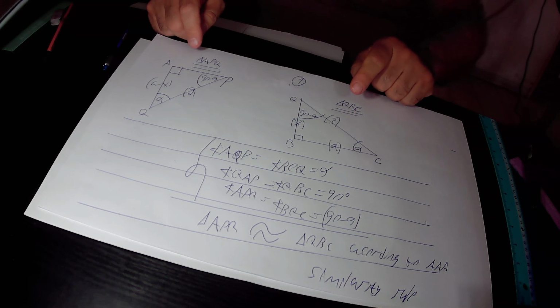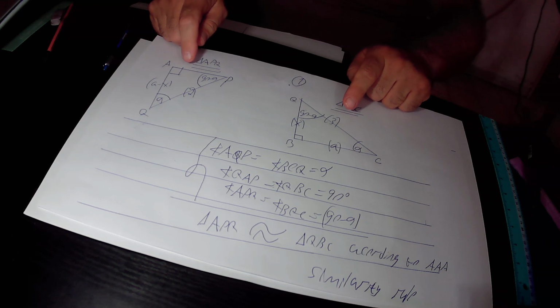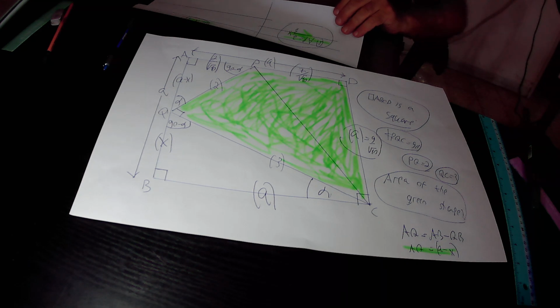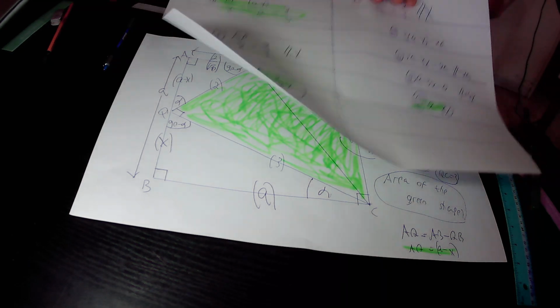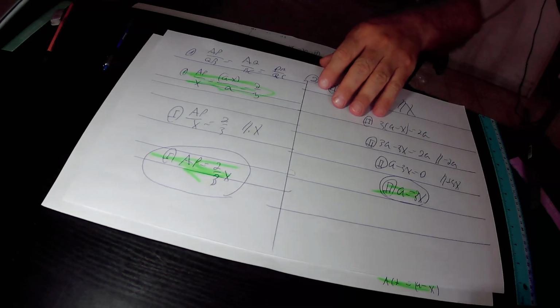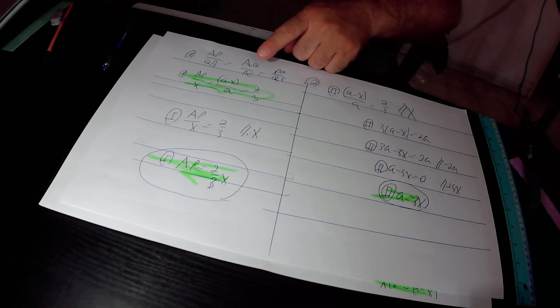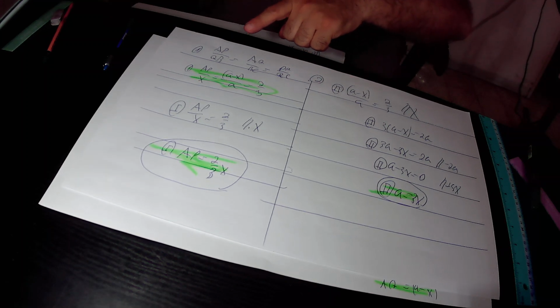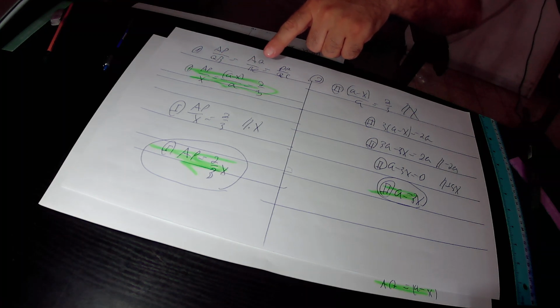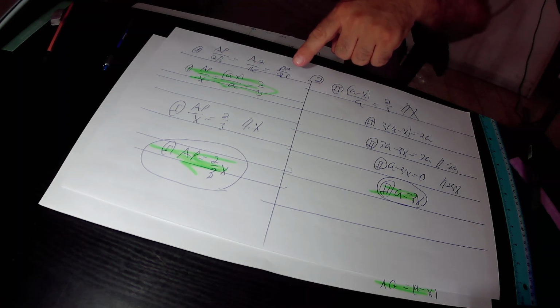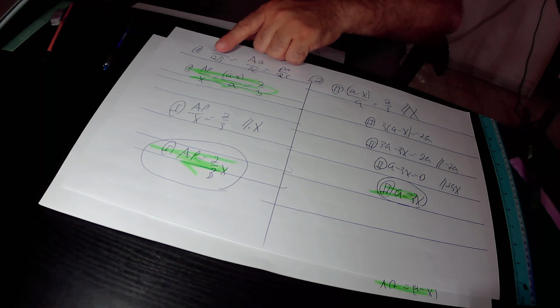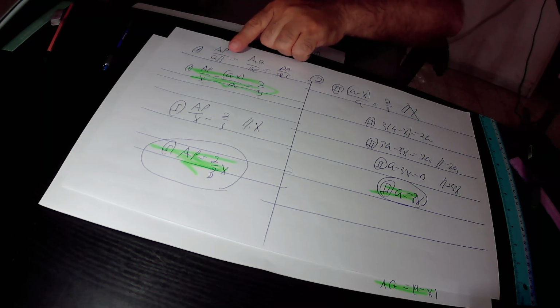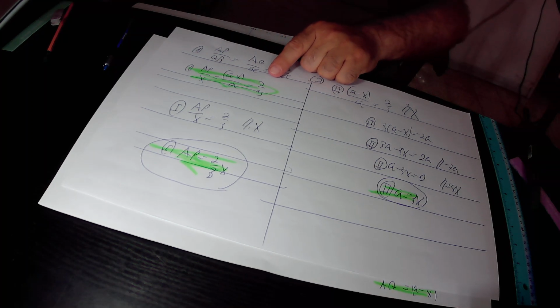And from the fact that they are similar to each other, we derive that the following relationship exists between their sides: AP over QB equals AQ over BC equals PQ over QC. AP is the missing side, so we leave it as it is. QB is X, AQ is A minus X, BC is A, PQ is 2, and QC is 3. So in total, according to question 1, we found that AP over X equals A minus X over A, and it equals 2/3.